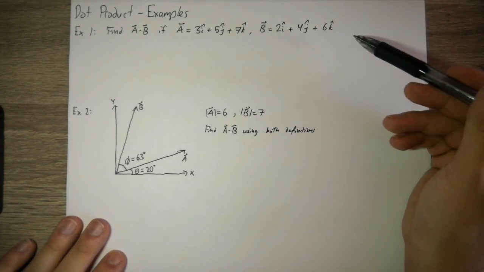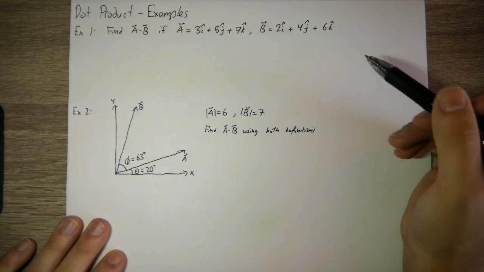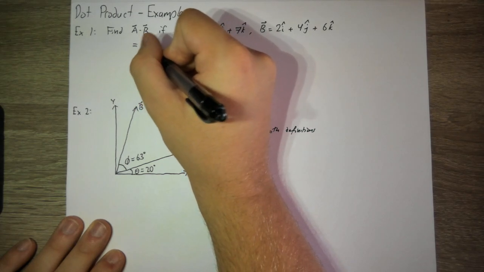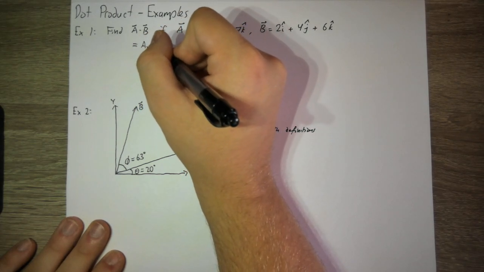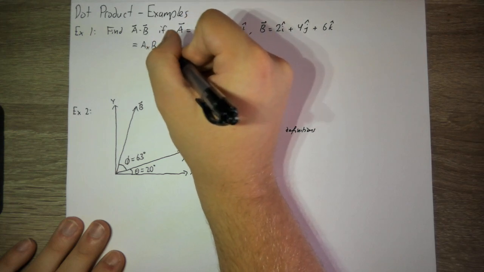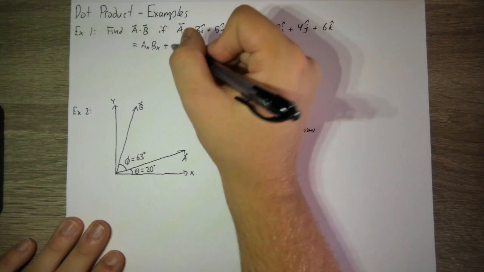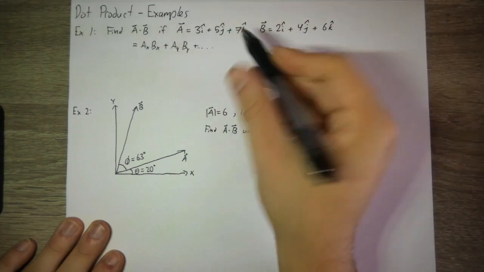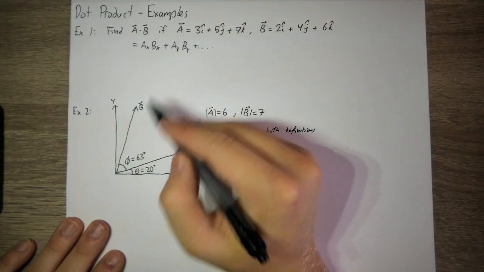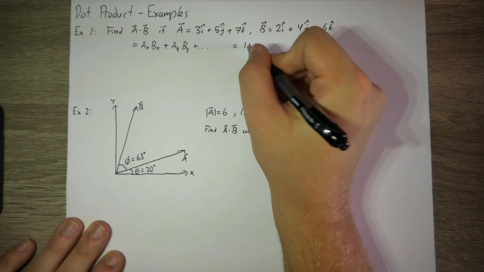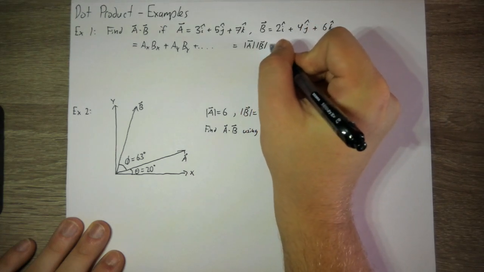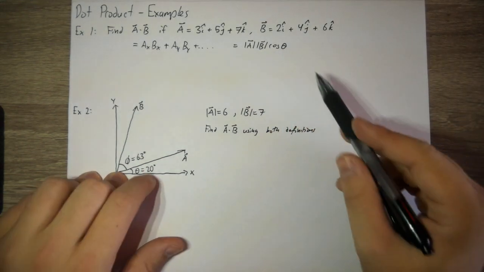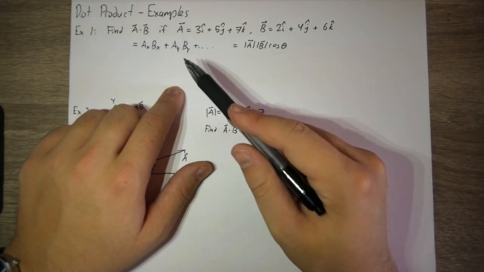Well, we start by thinking about which definition we can use. We have our two dot product definitions: the component definition, where we add the products of our components, like this and so forth for more dimensions. We also have our geometric definition, which is our magnitudes times the cosine of the angle between them. So we have to ask ourselves which one of these we can use.